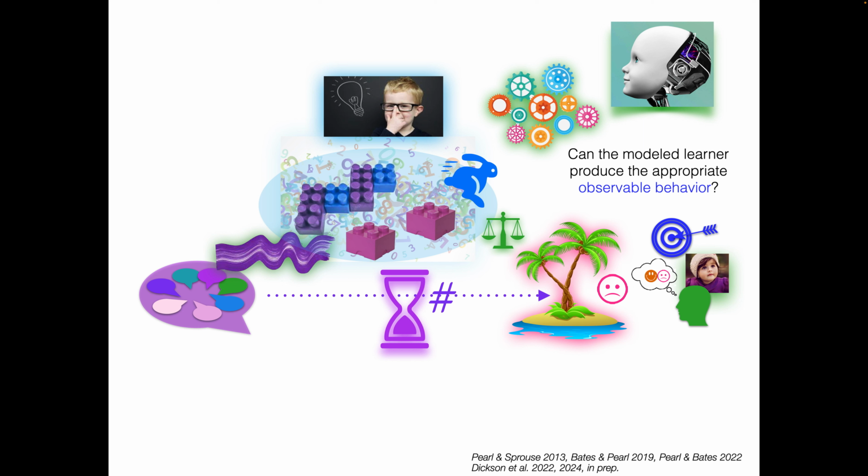And that's our question then. Can the modeled learner produce the appropriate observable behavior? A modeled learner who's encoding this learning theory, who's subject to these input constraints and these timing constraints, and is trying to produce the observable behavior that we see in humans.